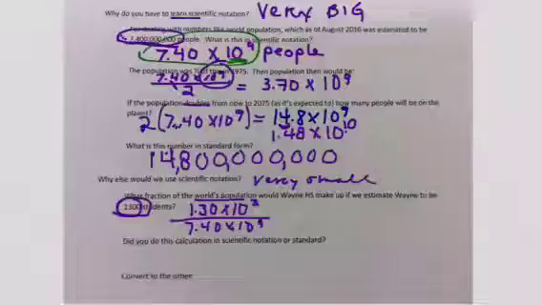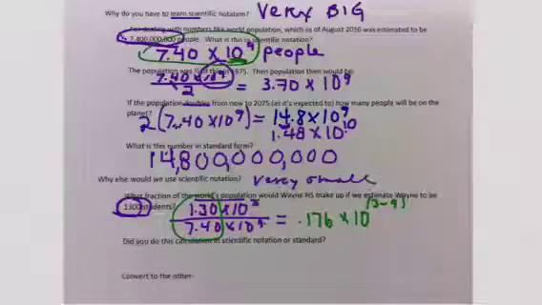So now we have to divide. Now the two front numbers, you divide just like you normally would. Get out the calculator, divide away, and you get something like 1.76. To do the exponents, we subtract. When we divide exponents, you subtract. So this would be 3 minus 9. So this is equal to 0.176 times 10 to the negative 6th.